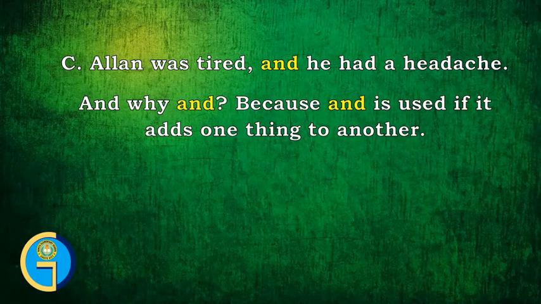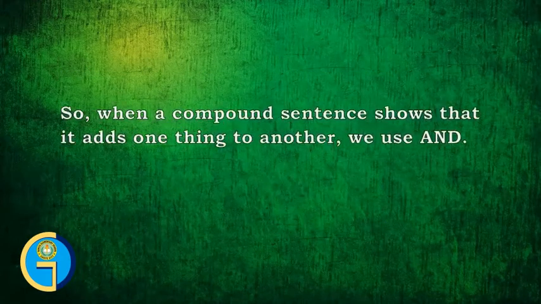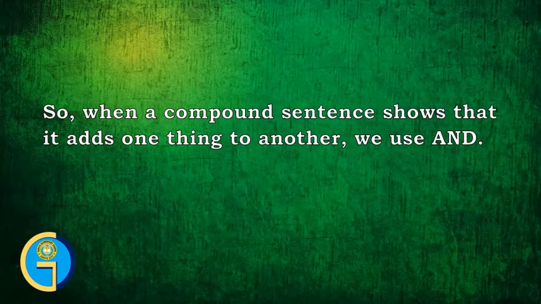Because and is used if it adds one thing to another. And in this sentence, aside from Alan being tired, what is that another thing that he had? Yes, a headache. That is why we use and. Do you understand? So when a compound sentence shows that it adds one thing to another, we will use and.